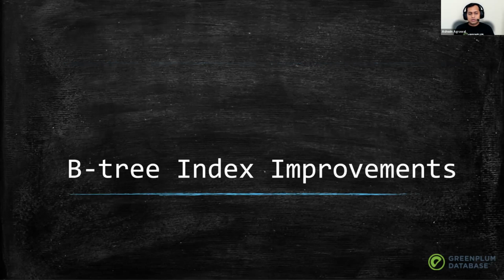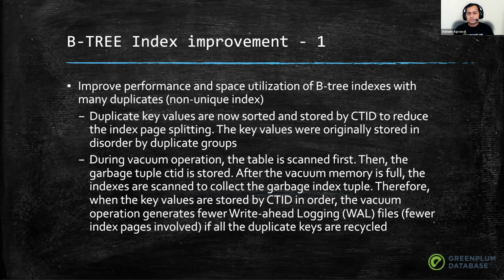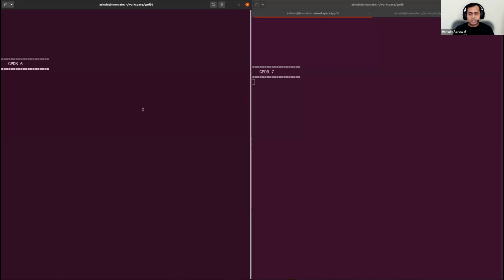So let's dive in and look at what BTREE index improvements we are getting in Greenplum 7. Let's start with the first index improvement. The first index improvement is in terms of performance and space utilization for cases where we have many duplicates. If we are creating a BTREE index which is non-unique, on columns which have duplicate values in them, then there is a difference and improvement in terms of performance and space utilization. Let's walk through the demo, and then we can come to the reasoning behind the improvement.